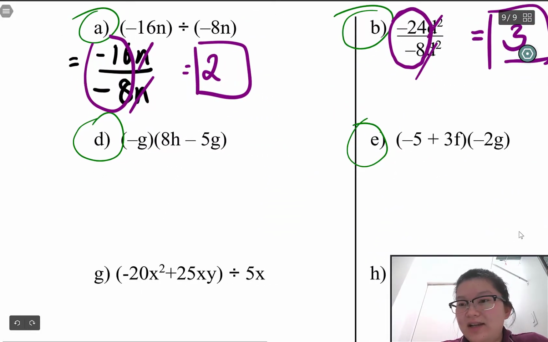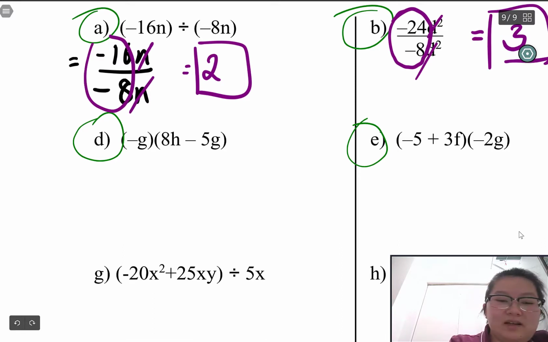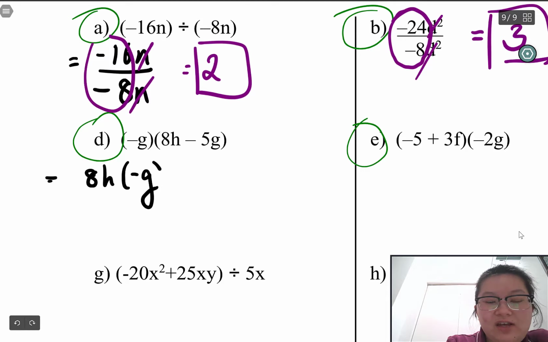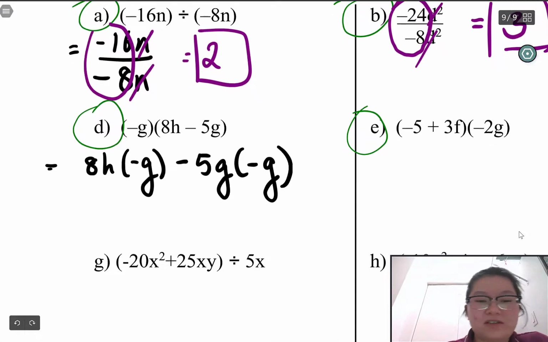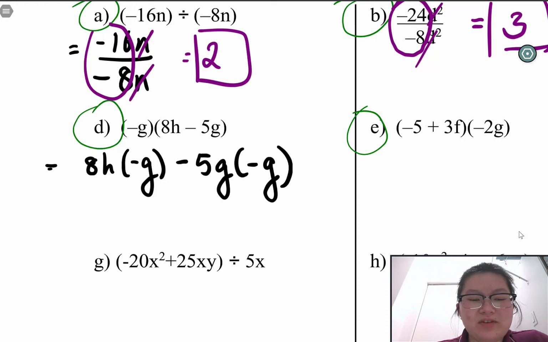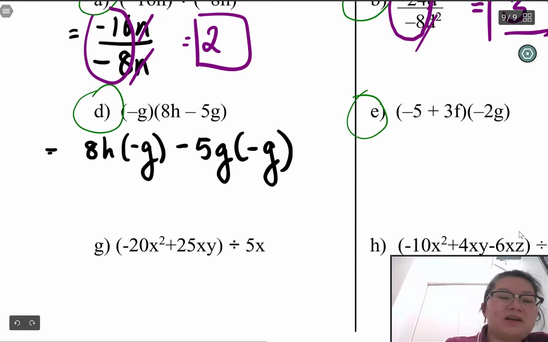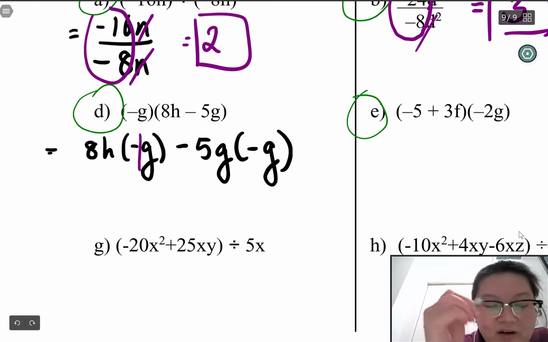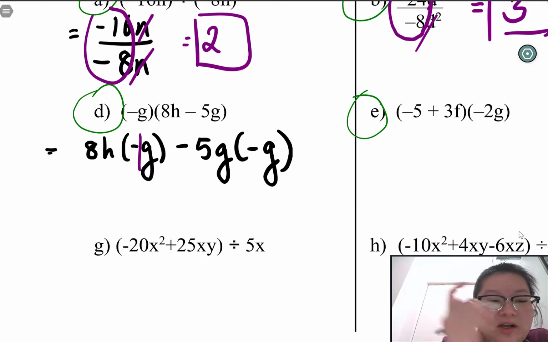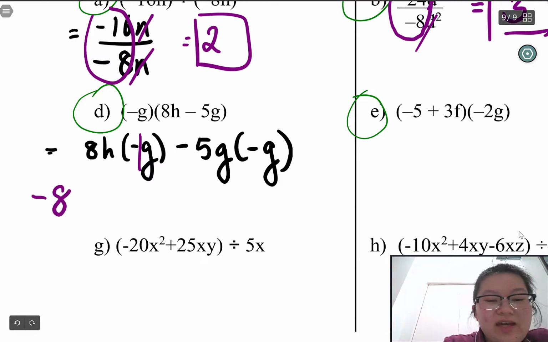And again, I'm going to write this out. I get 8h times negative g minus 5g times negative g. Okay, I just took the constant and put it afterwards. Maybe that's easier. Yeah, it's probably better to do it that way. So again, here I have 8, and technically there's a negative 1 there, but really I just need that negative symbol, so that's just going to be negative 8.